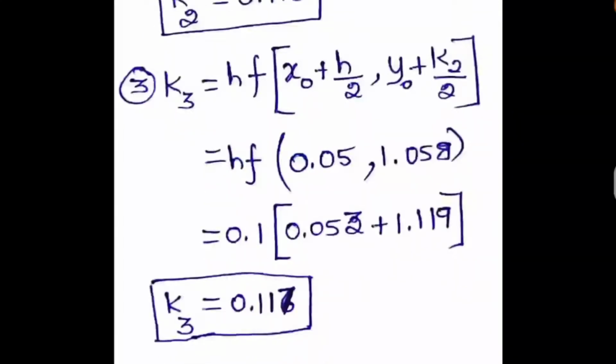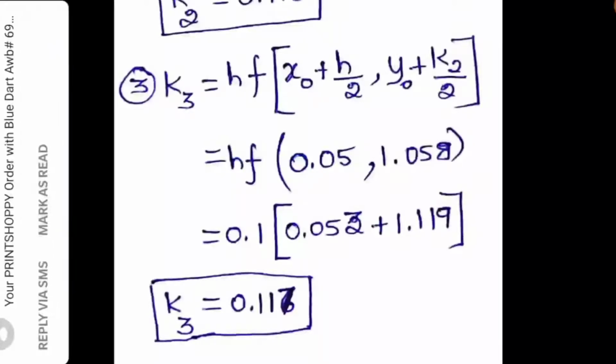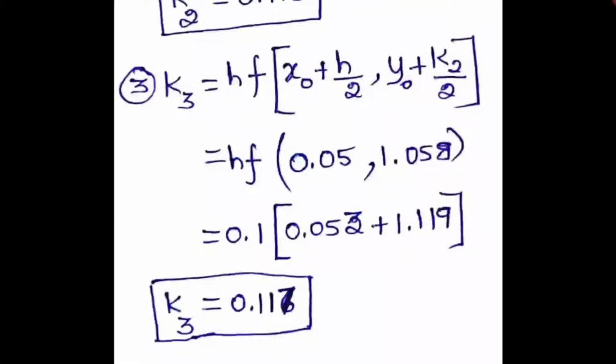The next is k3. Here also it is h into f of x0 plus h by 2. The first term is the same, but the second term is y0 plus k2 by 2, so k2 is coming here. Again x0 plus h by 2 is 0.05 and y0 is 1, and k2 by 2 is 0.058. So it is 1.058. We know h is 0.1. If we substitute all of these values, we get 0.117.